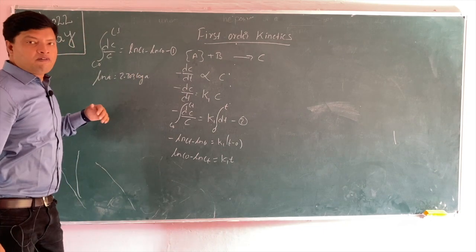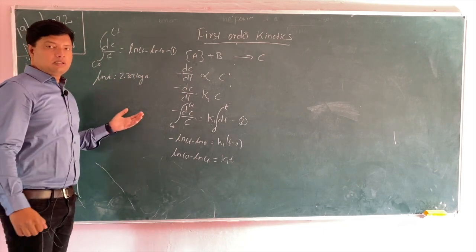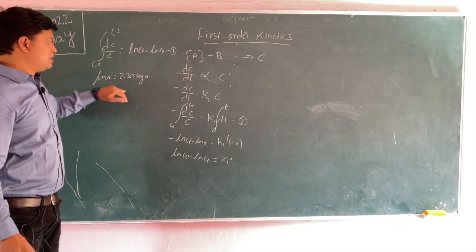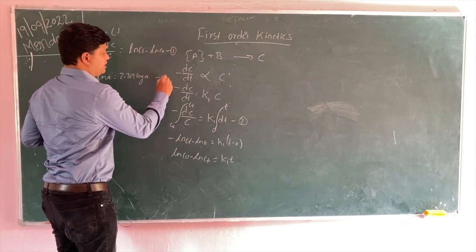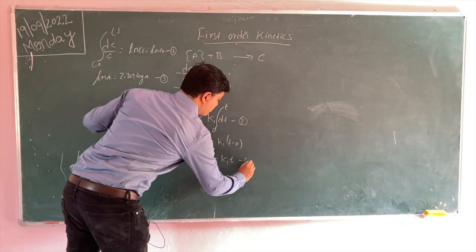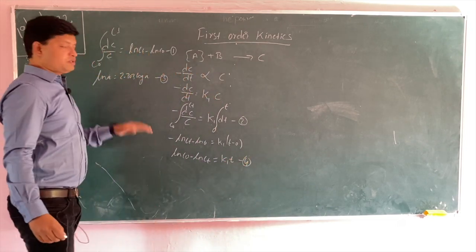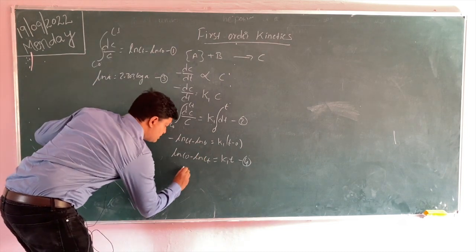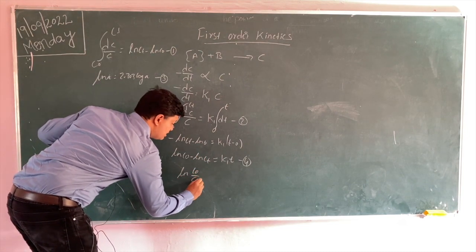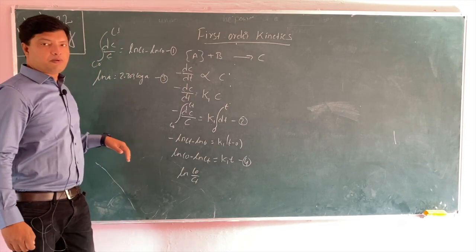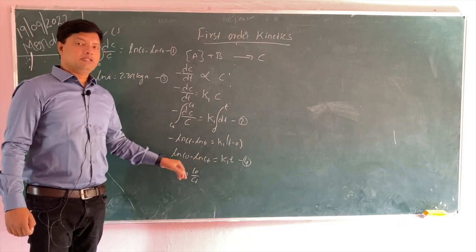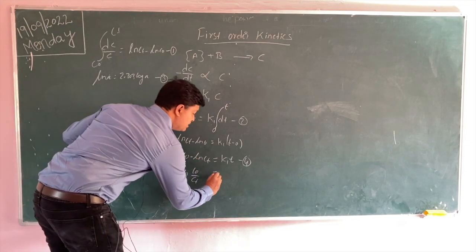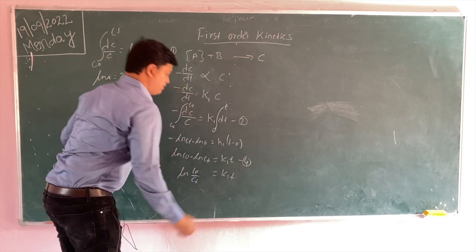Now, there is another equation: natural log A is equal to 2.303 log A. If you want to convert the natural log to log base 10, this is the equation. Assume this is equation 3 and this is equation 4. So, substitute 3 in 4. Natural log C0 minus natural log Ct can be written as natural log C0 by Ct, which corresponds to log A minus log B equals log A by B, is equal to K1 t.